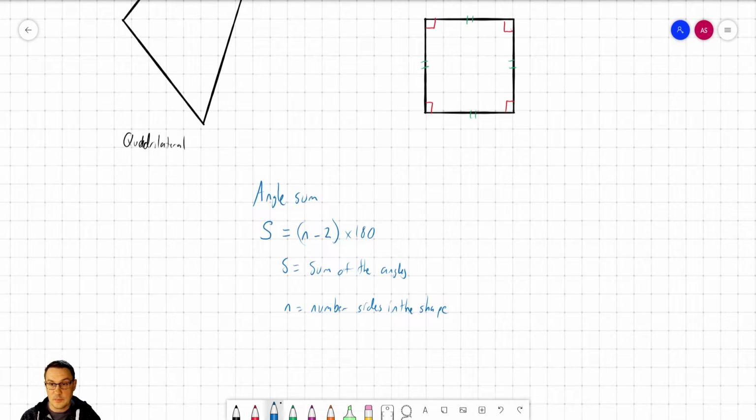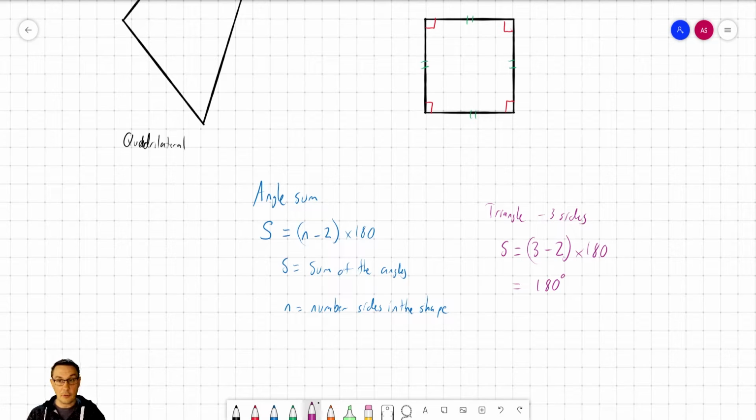Okay, so as we begin to think about this, if we've got, for instance, a triangle, a triangle has three sides. So S is equal to 3 minus 2, we'll put that in brackets, times 180. When we work this out, 3 minus 2 is 1, times 180. That gives us an answer of 180 degrees. And that's the angle sum of a triangle.